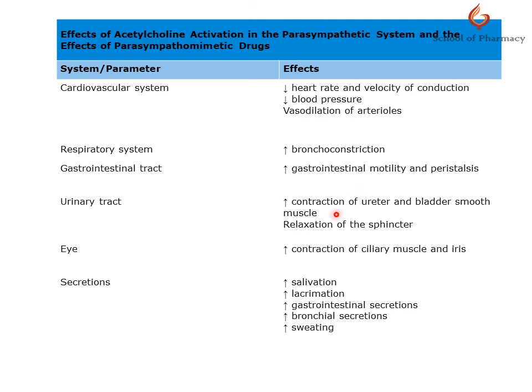In the urinary tract, contraction of the ureter and bladder smooth muscles increases. In the eye, contraction of the ciliary muscles and the iris, meaning the pupil, increases. Secretions increase: salivation, lacrimation, gastrointestinal secretion, bronchial secretion, and sweating all increase. These are the parasympathomimetic effects. I am talking about the mimetic in the parasympathetic nervous system.